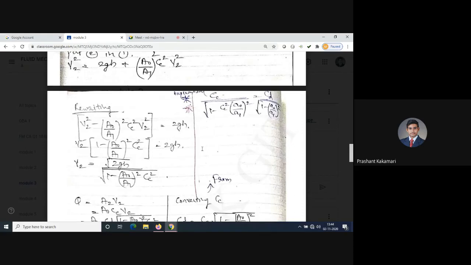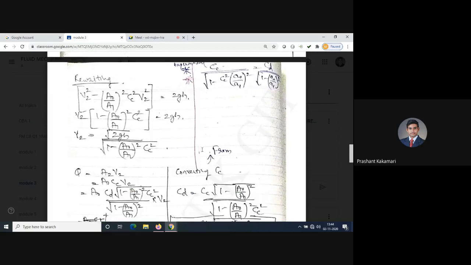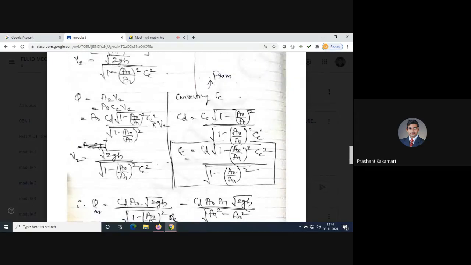Or you can take the ratio of Cc by Cd, and you can write it as square root of 1 minus Cc square into (A0 by A1) whole square, divided by square root of 1 minus (A0 by A1) whole square. So from this, one can note down how to replace this Cc value with respect to the Cd value. So that Cc value we are replacing with Cd into square root of 1 minus (A0 by A1) whole square into Cc square divided by square root of 1 minus (A0 by A1) whole square into V2.